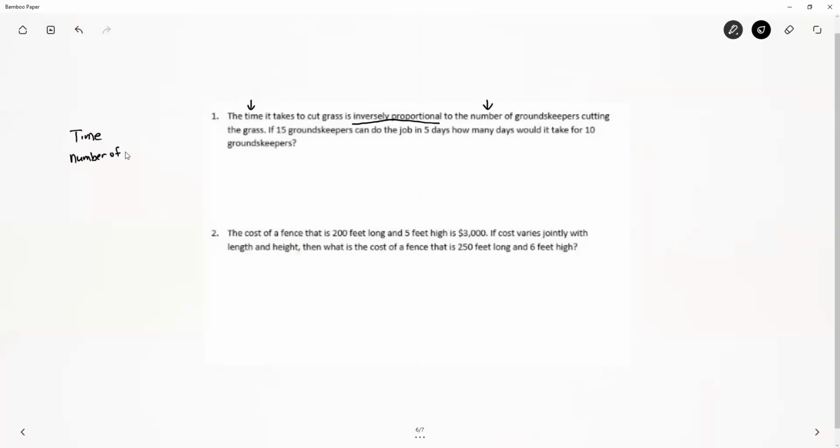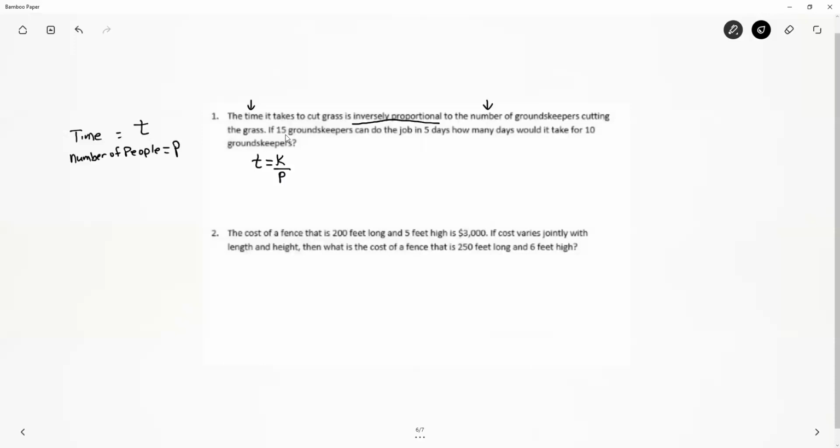So we need to come up with a variable to represent each of these. And you can use whatever variable you want. I'm going to use T for time and P for people. So the time it takes, so time is inversely proportional, so T equals K divided by, because inversely proportional means to divide, the number of people.